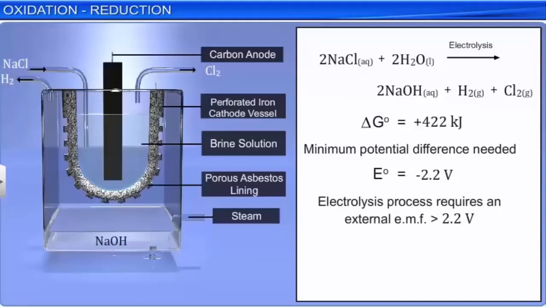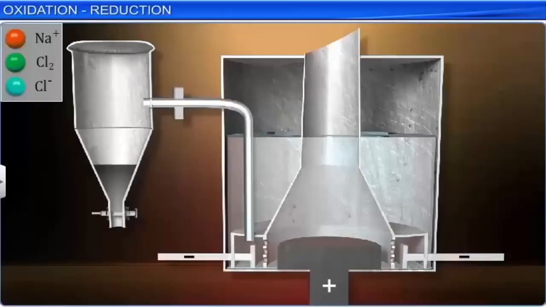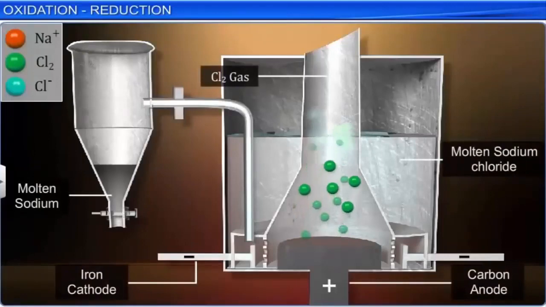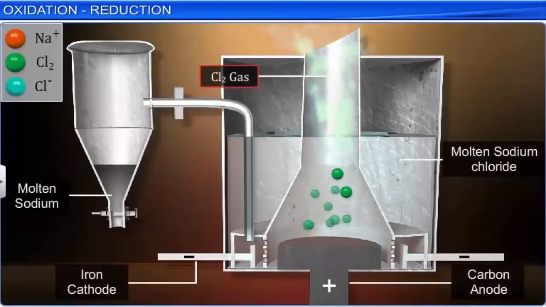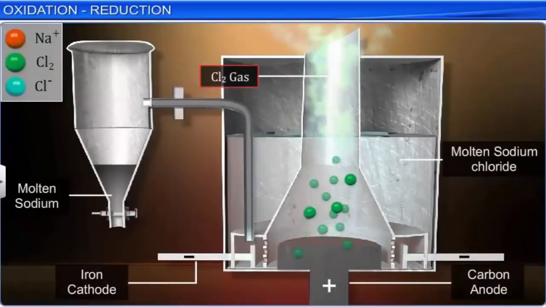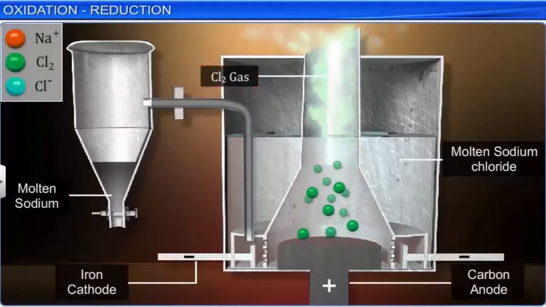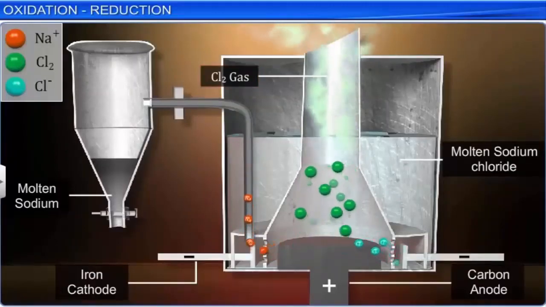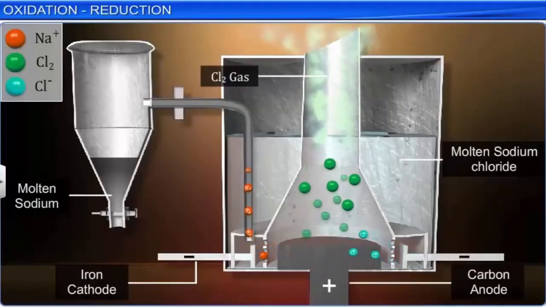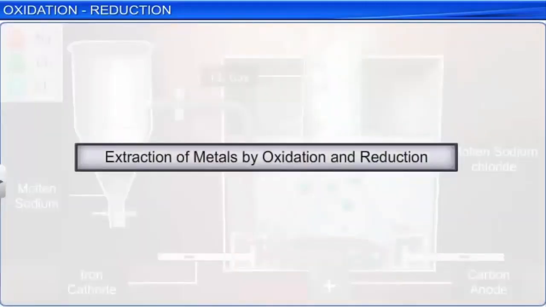In the process, chlorine gas liberates at the anode. Hydrogen and sodium hydroxide are the byproducts. The electrolysis of molten sodium chloride also produces chlorine gas at the anode and sodium metal is deposited at the cathode. Let us now see how metals are extracted by both oxidation and reduction.